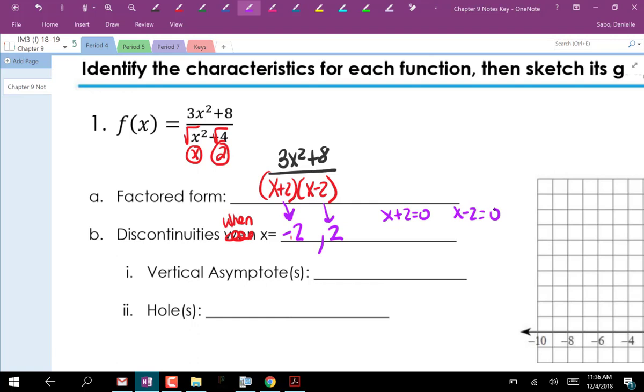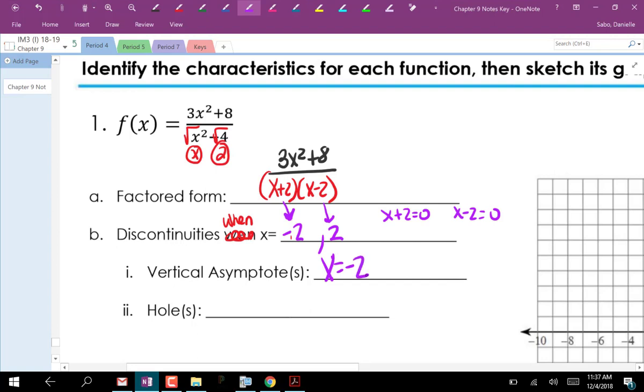Now, here's a part where, again, people get confused. Like, well, I found the discontinuities. Now I got to go back and try to find the hole. I'm confused. You found these two pieces. Now you decide which one they are. So you either take this negative 2 and say, does this x plus 2 cancel with anything on top? Exactly. No. So it does not cancel. So is it a hole or an asymptote? An asymptote. So x equals negative 2.